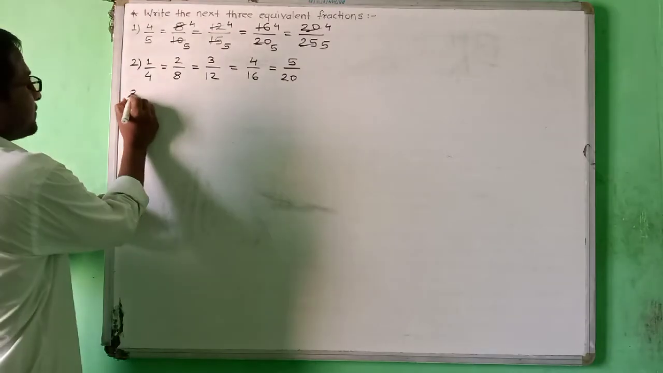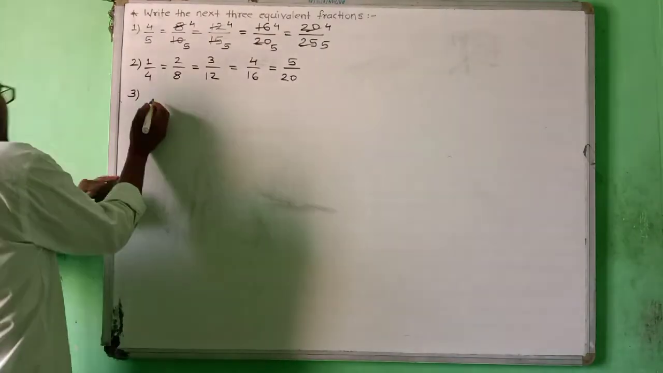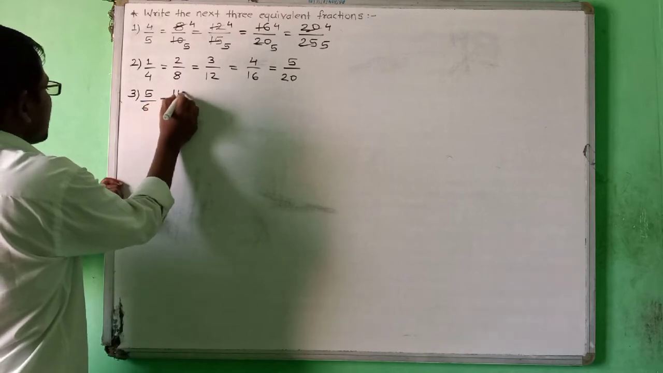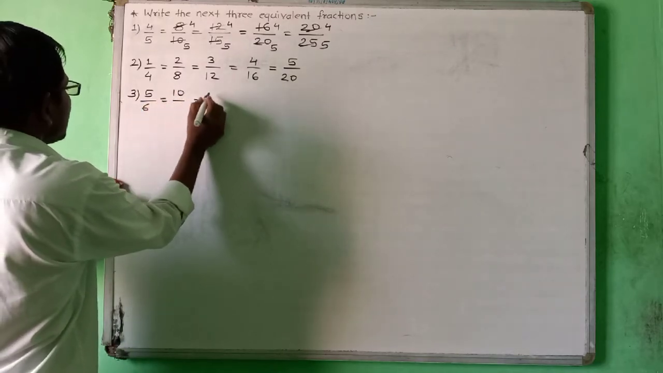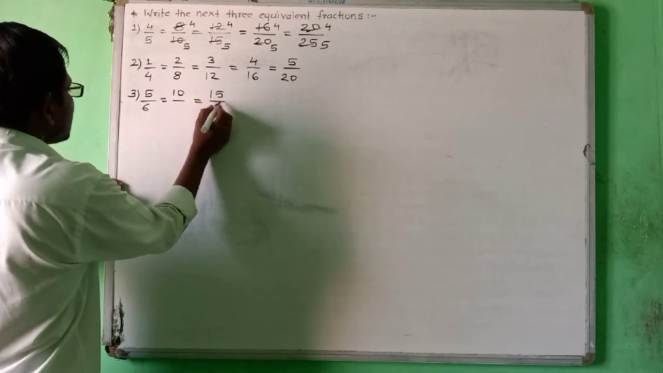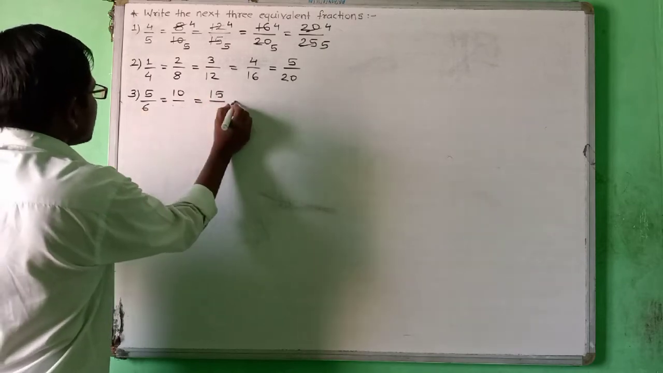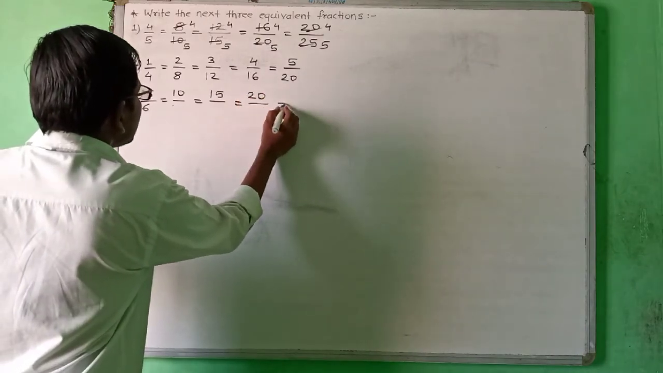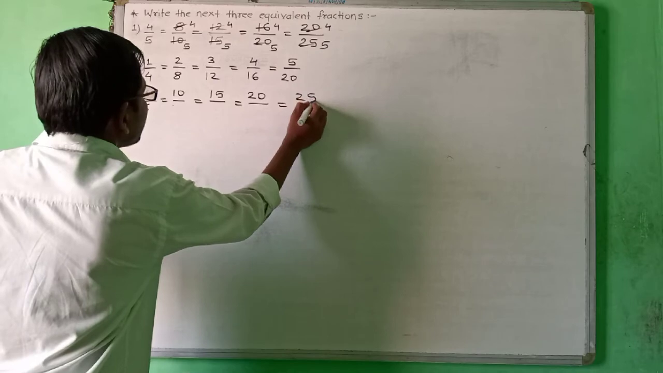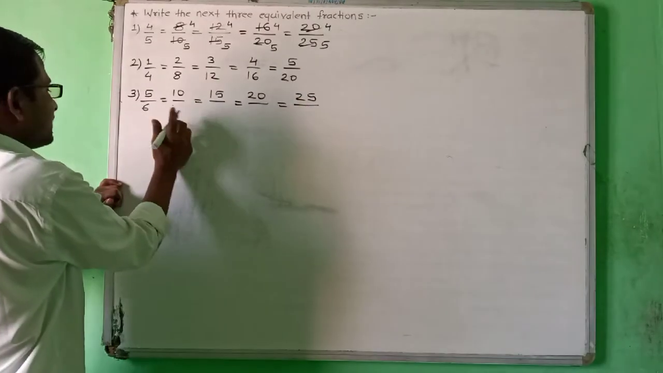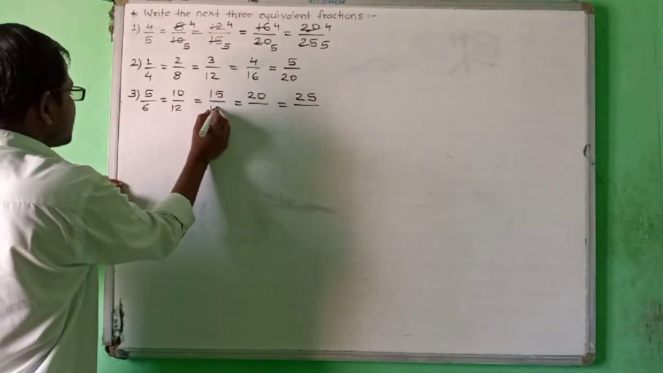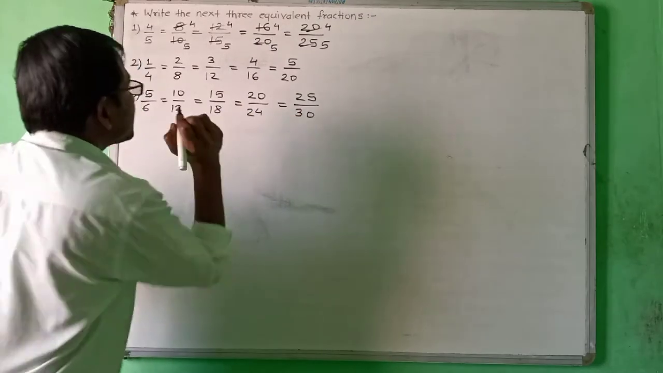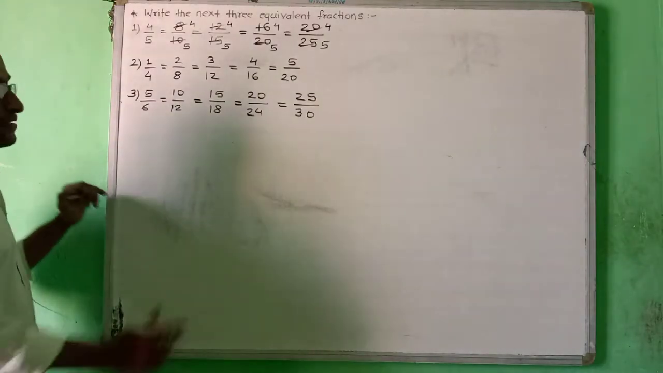So next example, 5 upon 6 is equal to 5 2s are 10, is equal to 5 3s are 15, is equal to 5 4s are 20, is equal to 5 5s are 25. In the denominator write the table of 6. 6 2s are 12, 6 3s are 18, 6 4s are 24, 6 5s are 30. So all fractions have the same value.